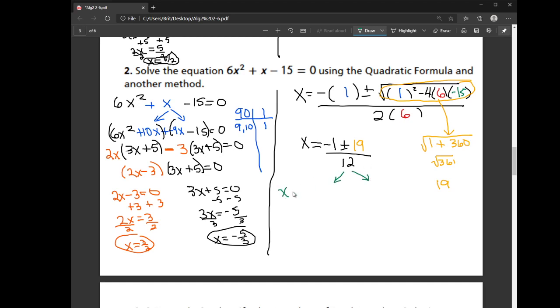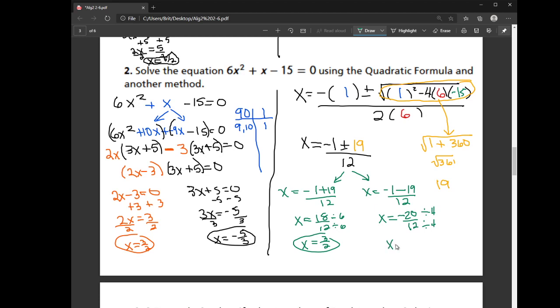Here we go. So I have x equals negative 1 plus 19 over 12, and I have x equals negative 1 minus 19 over 12. So here, this is 18 over 12, and those are both divisible by 6. So there's our 3 halves. Here I have a negative 20 over 12. Those are both divisible by 4, which would give me negative 5/3.